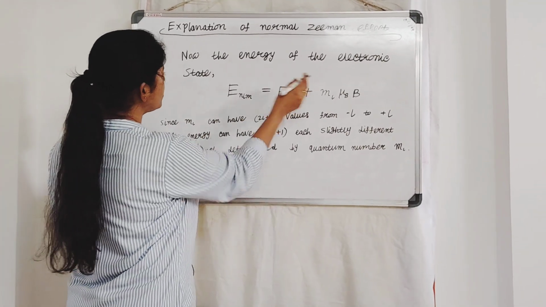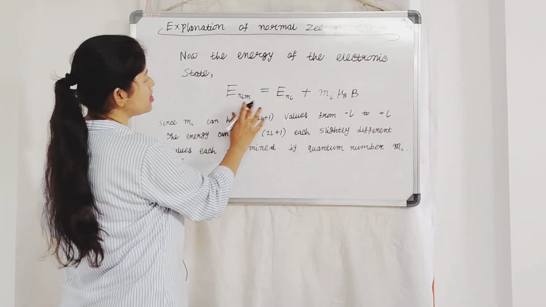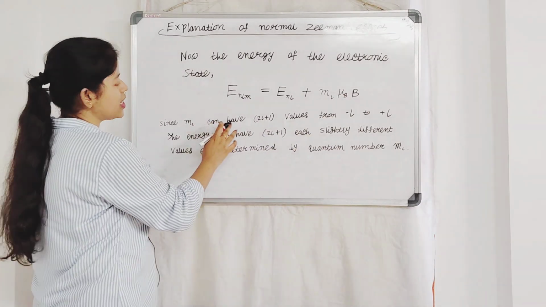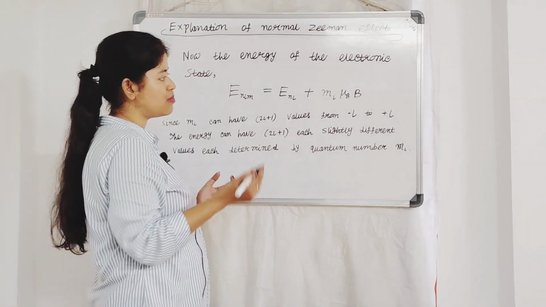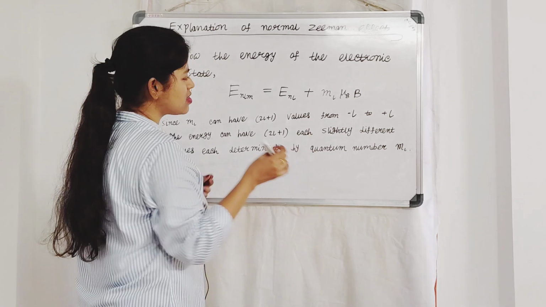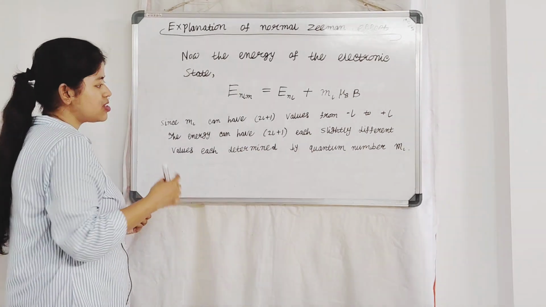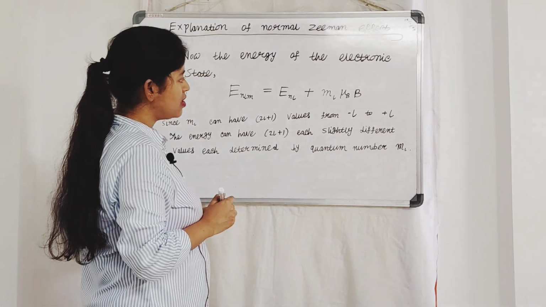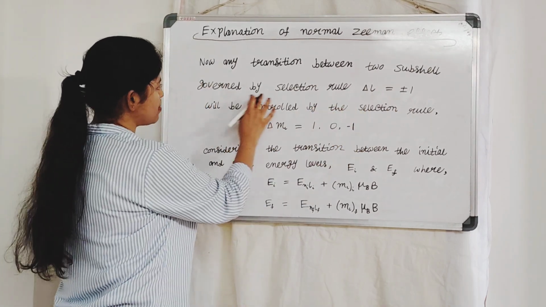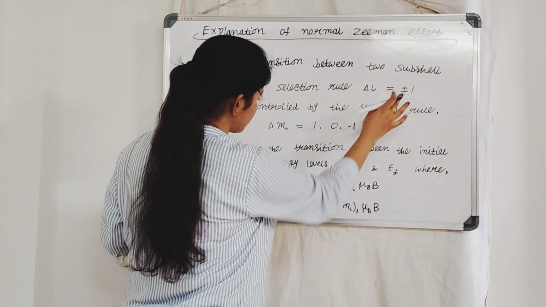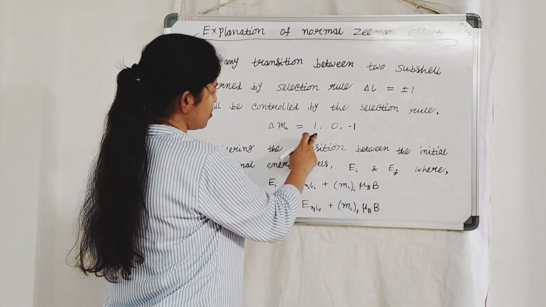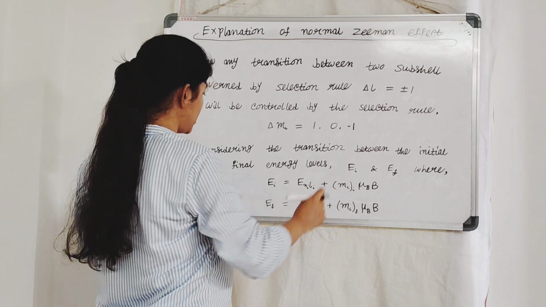Now, the energy of the electronic state E n L equals E n plus ml mu B B. Since ml can have 2l plus 1 different values from minus L to plus L, the energy can have 2l plus 1 slightly different values, each determined by quantum number ml. Now, any transition between two subshells governed by selection rule delta L equals plus or minus 1 will be controlled by the selection rule delta ml equals 1, 0 or minus 1.